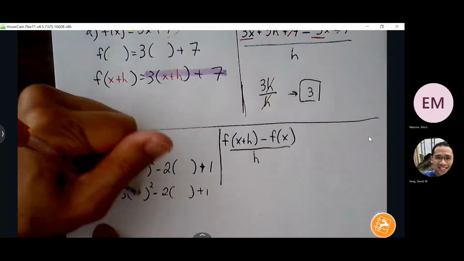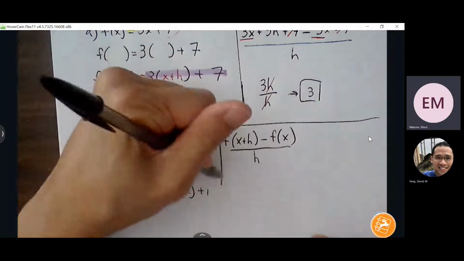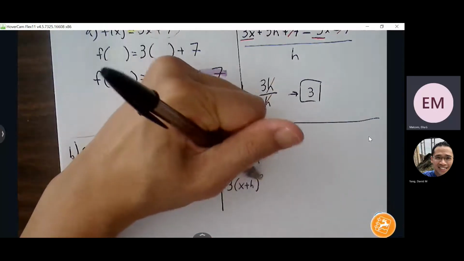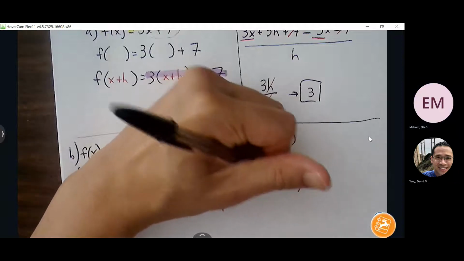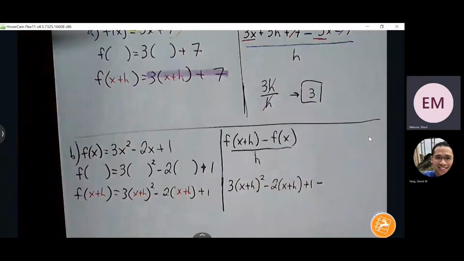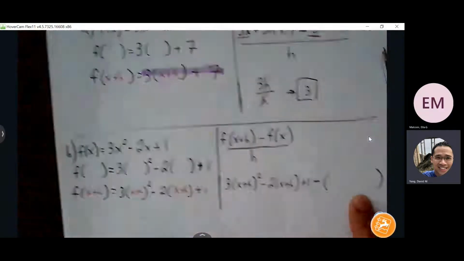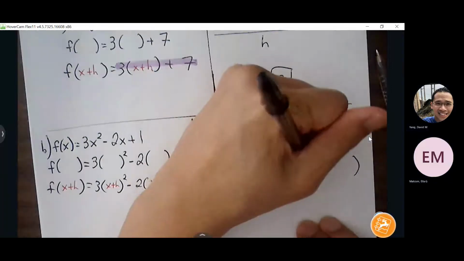So 3 times x plus h squared, minus 2 times x plus h, plus 1, minus, in parentheses, 3x squared minus 2x plus 1, over h. And you put parentheses around the f of x. Yes. Okay.